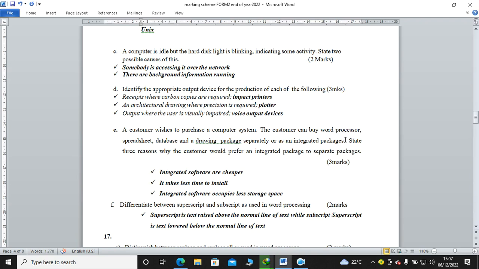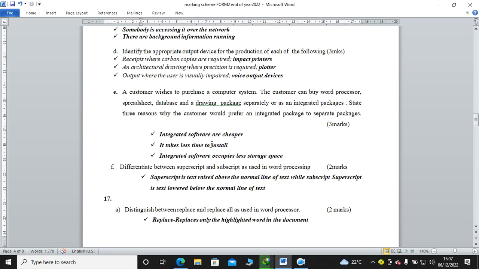So the question is, why do you think buying all of them at once is reasonable rather than buying one by one? Integrated software in the long run will be cheaper. It takes less time to install. Integrated software occupies less storage. So those are the three main points as to why this person may opt to go for an integrated package.